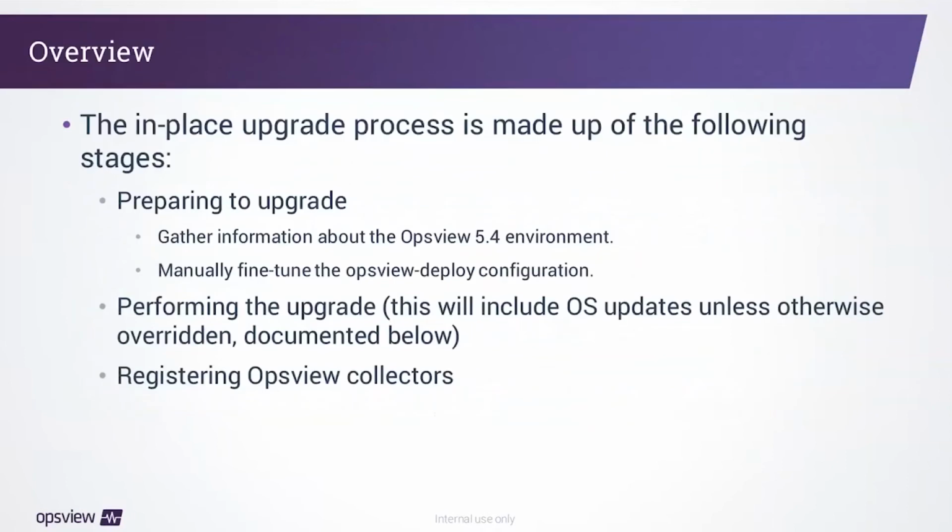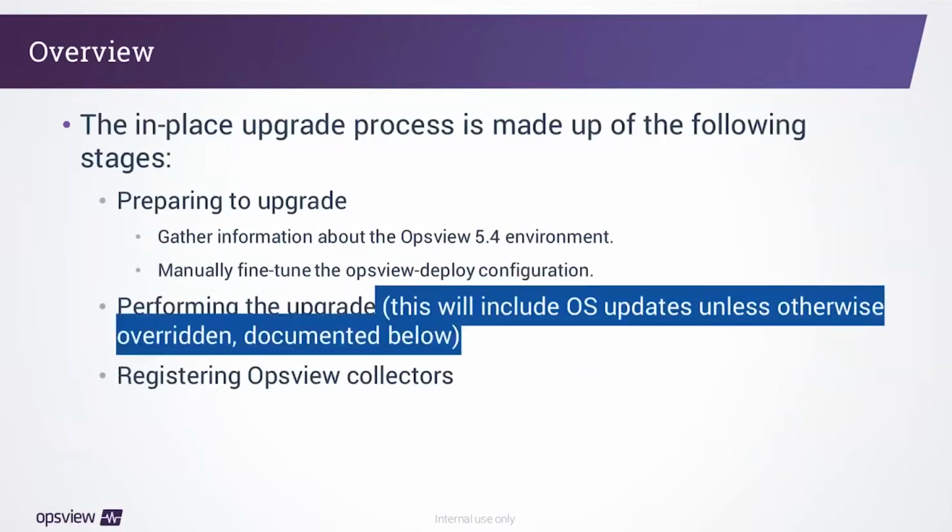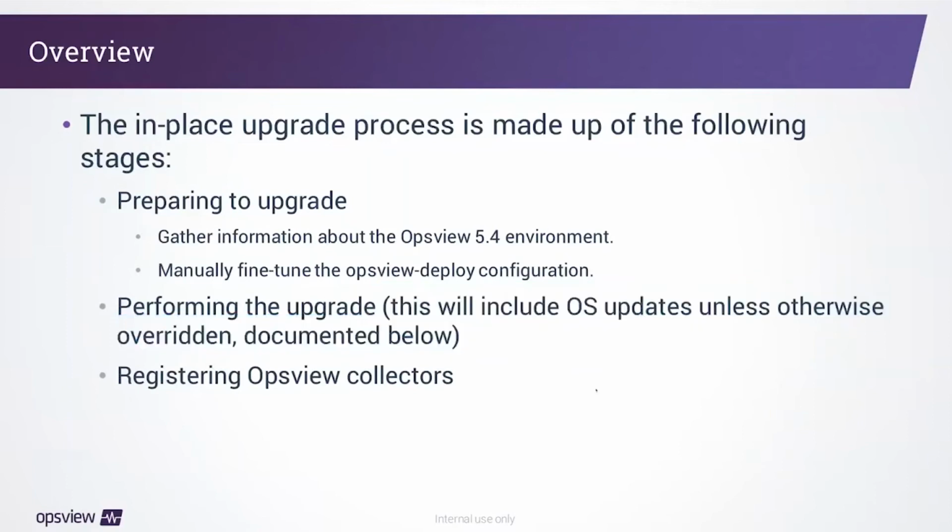The in-place process is basically a case of gathering the current information about Opsview 5.4, so how many slaves, location of the database, number of service checks, types of service checks, that kind of thing. And then we'll use our Ansible-based upgrader tool to upgrade everything. And this will include updates to your OS, so anything that would be updated using, say, yum update or apt upgrade will also get updated as well. So that's something to bear in mind.